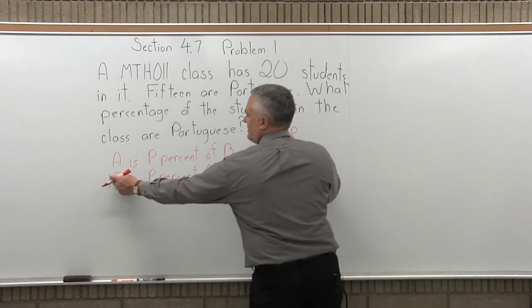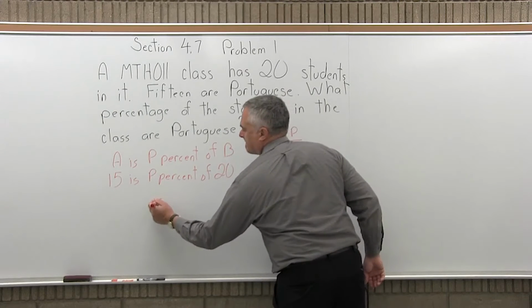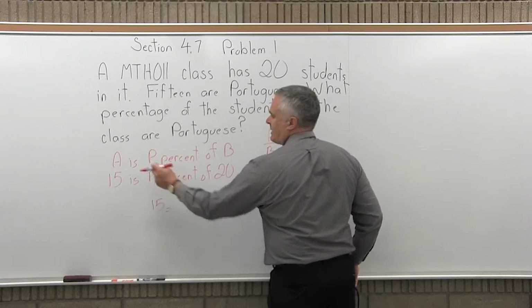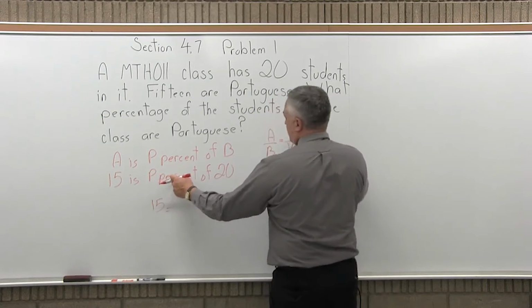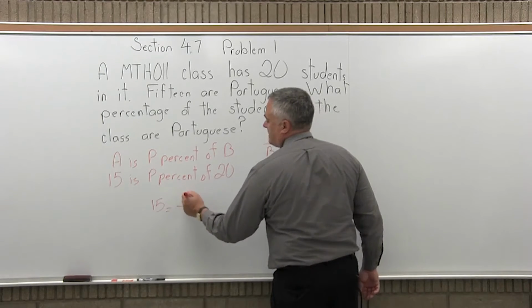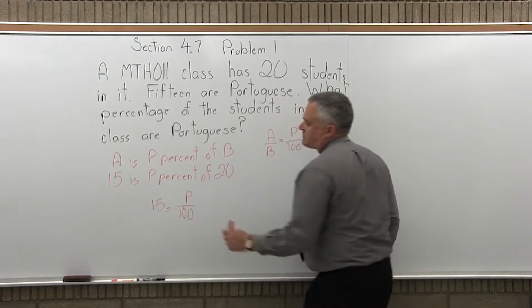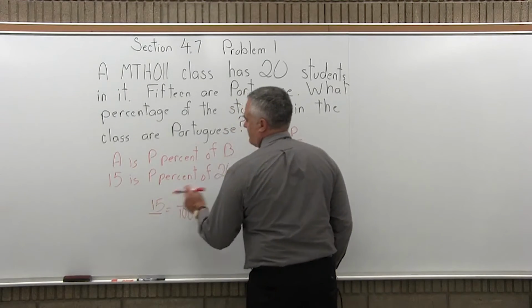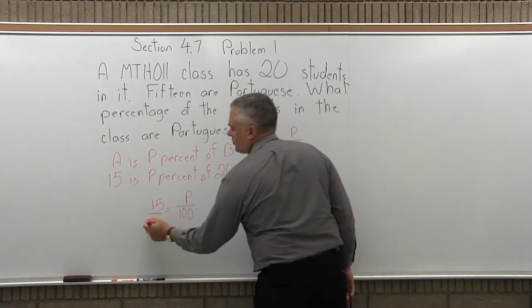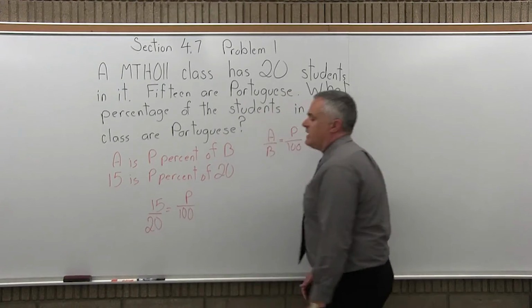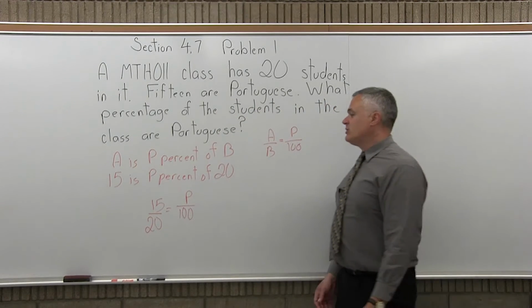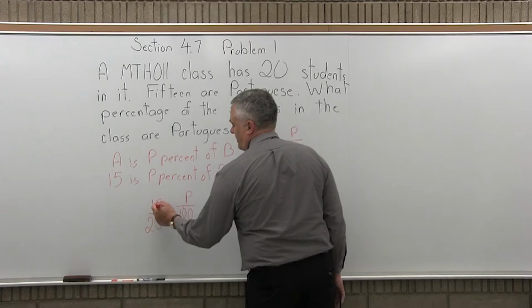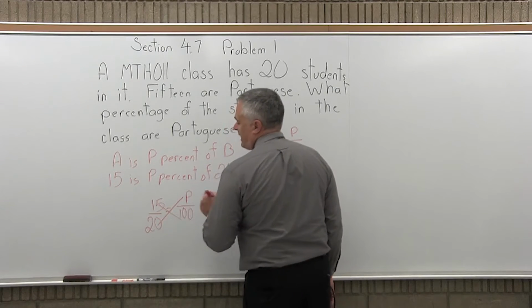So the A is 15. Is P%. The percentage is unknown, so we'll leave it as P. Percent, when you say percent, you write a 100. And then come back underneath the 15. B, that's 20 for this problem. And now it's all filled in. So what we do is we cross multiply, like that, and then solve for P.